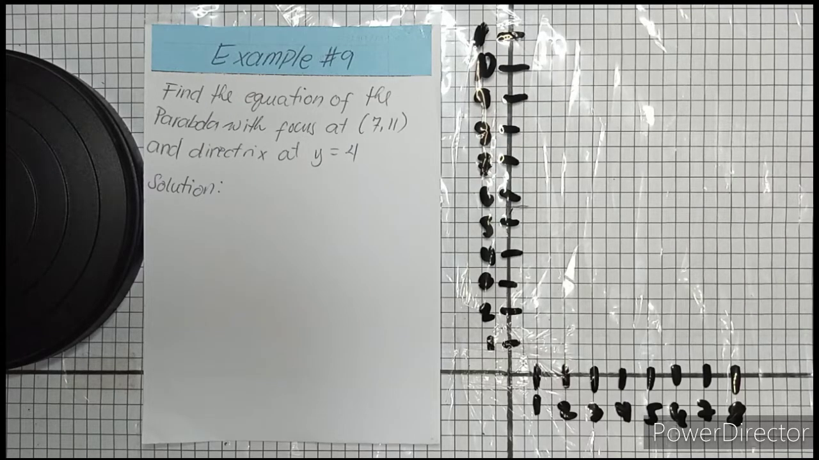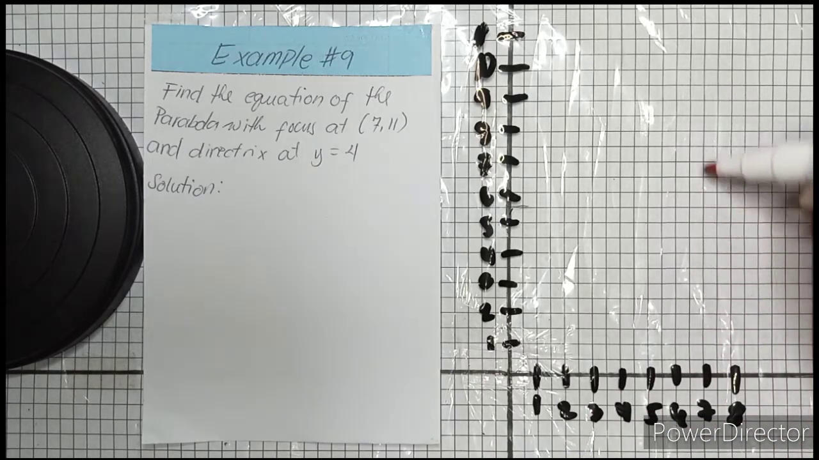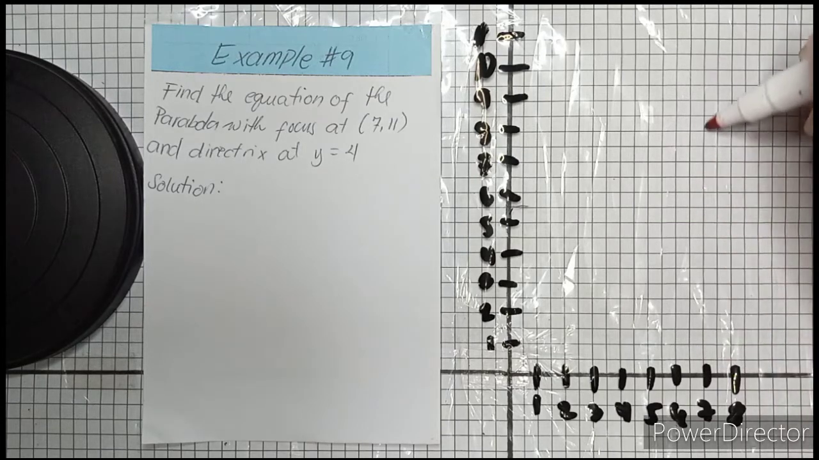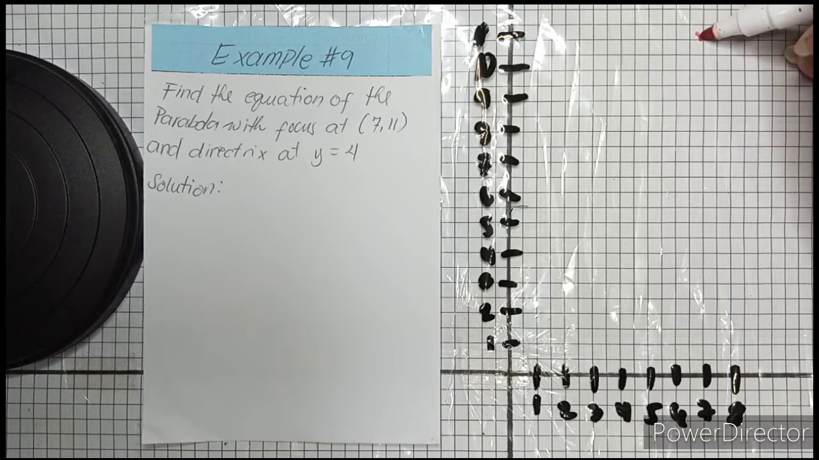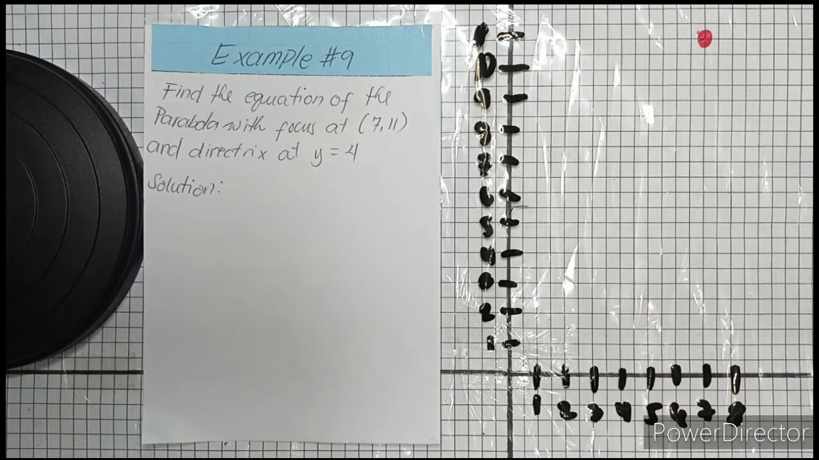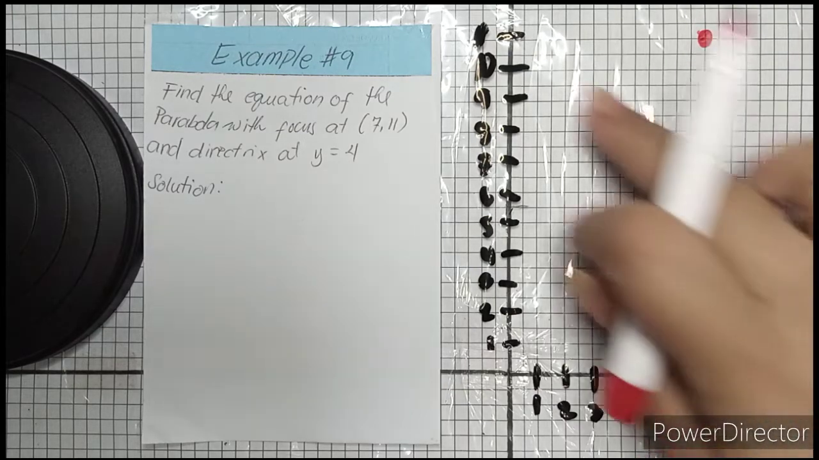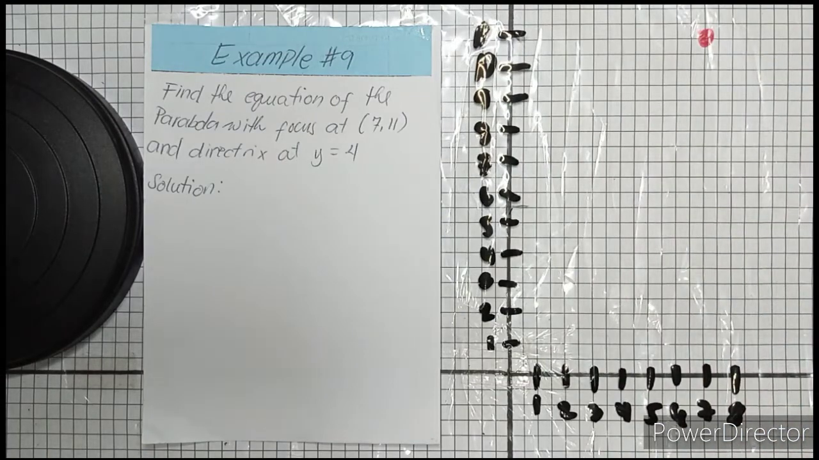Okay, let's have another example. We have example number 9. Find the equation of the parabola with a focus at (7, 11) and directrix at y is equal to 4. Okay. So, meron tayong given points. Plot muna natin. Ang ating focus daw ay nasa tapat ng 7 at saka ng 11. So, nandito siya. Yeah. So, (7, 11).